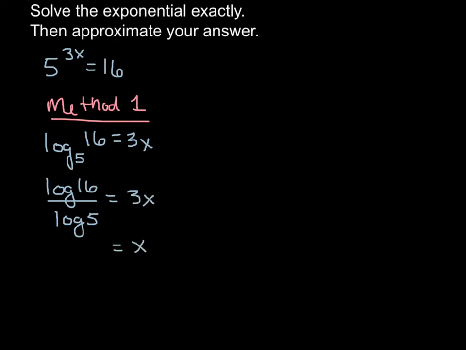So that means we divide both sides by 3. So we have log 16 divided by log of 5, all that divided by 3. So that's the exact answer.